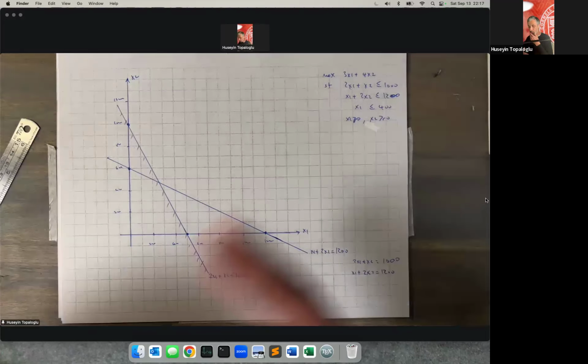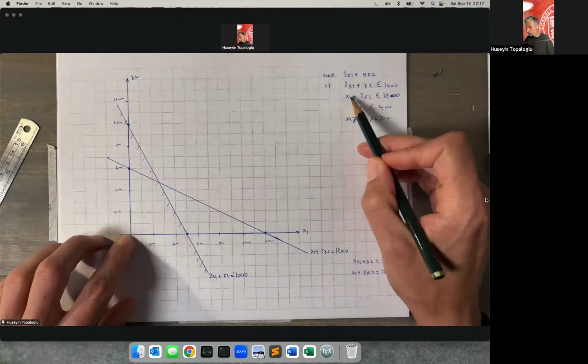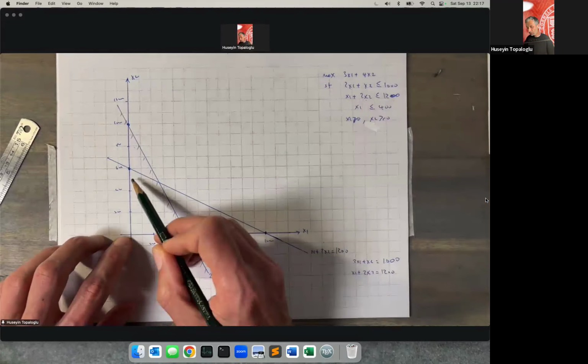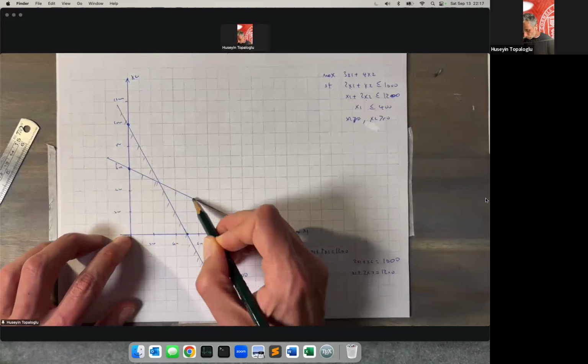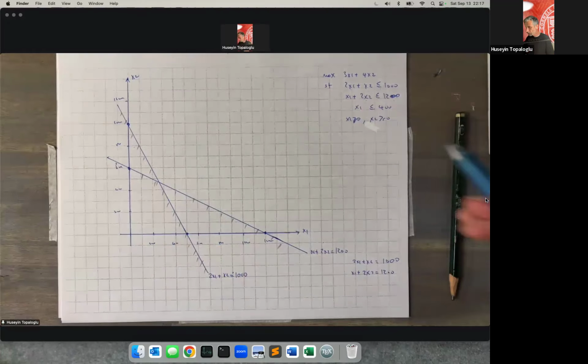Again, let's take a test point to decide which side of the line we should be on to satisfy the second constraint. Origin, 0 plus 0 is less than 1,200. Indeed. The origin side of this line satisfies the second constraint, so I want to be below and to the left of the second line to satisfy the second constraint.